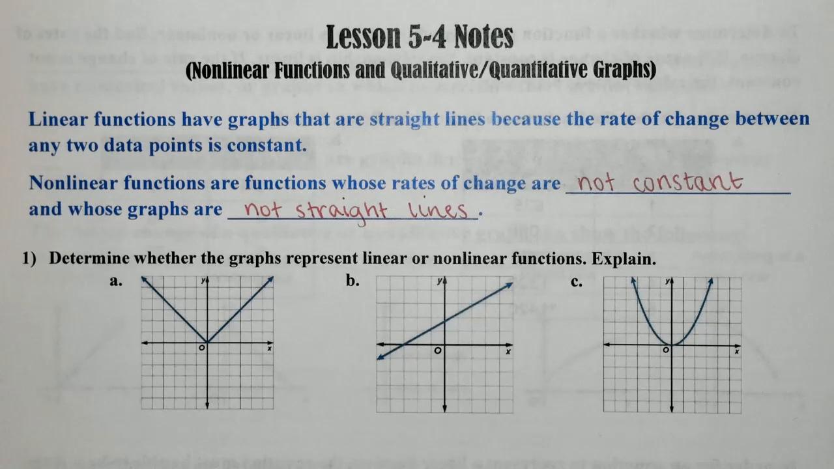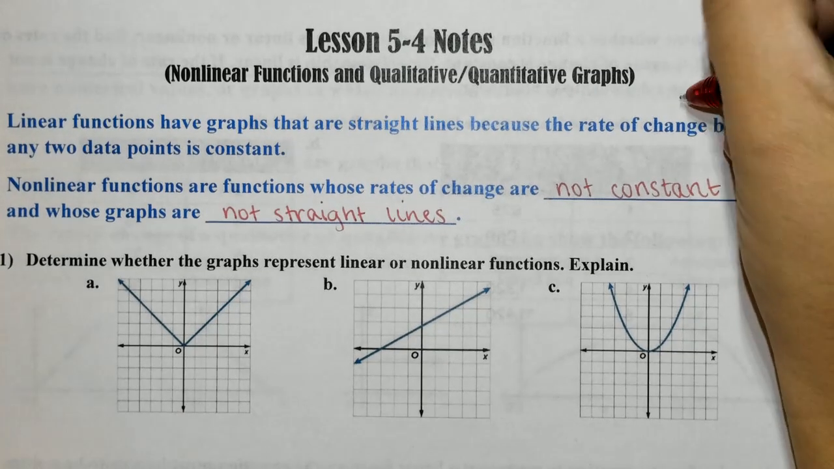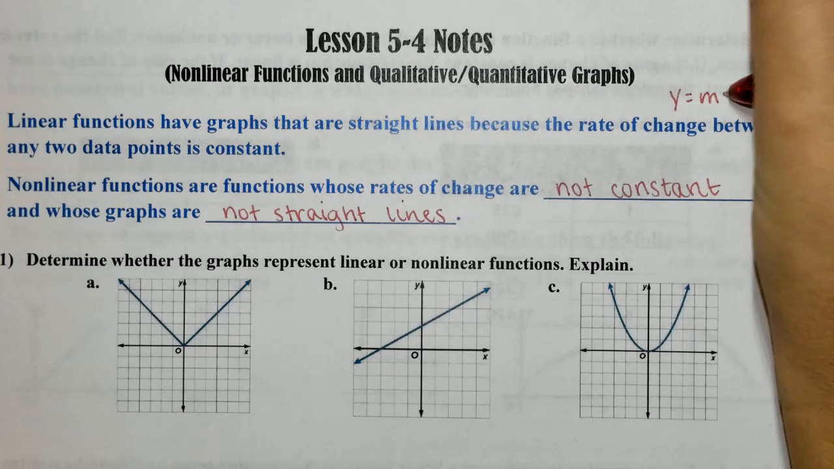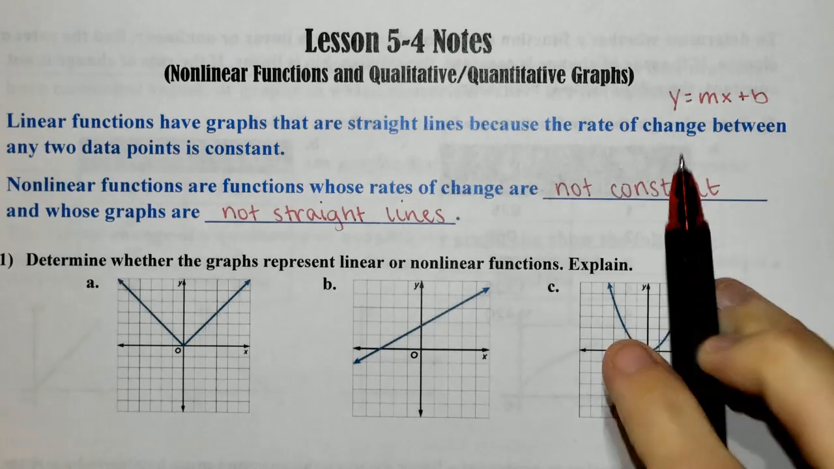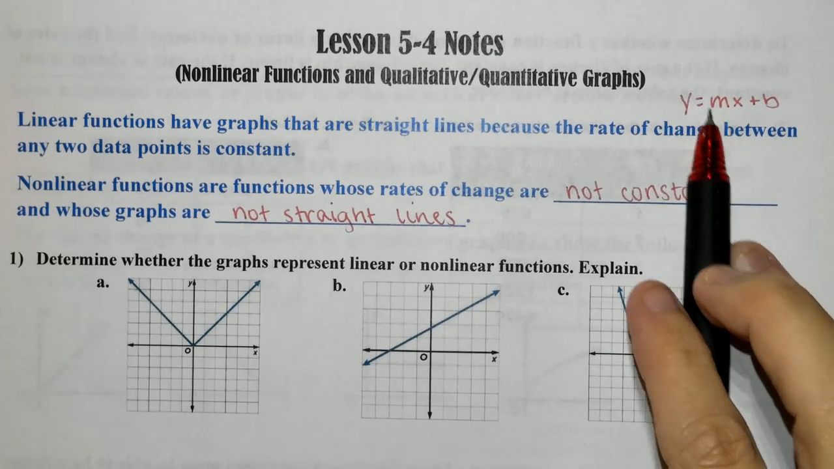This is lesson 5-4 notes over nonlinear functions and qualitative and quantitative graphs. So linear functions are all the functions that we've seen up to this point. And when we see a linear function, the function rule is always written in slope-intercept form. So y equals mx plus b. We can write it in that form because it's a straight line. Our slope is going to be the same everywhere.